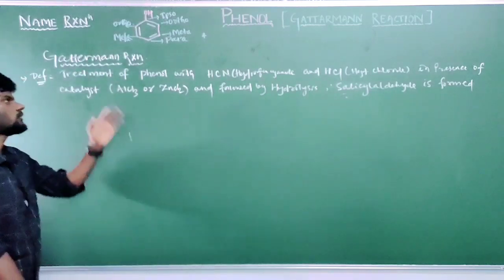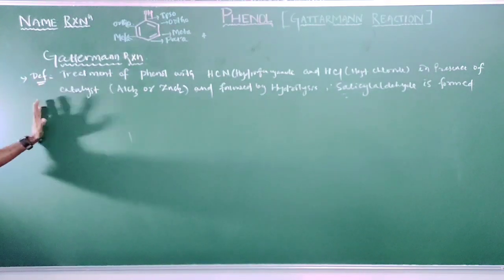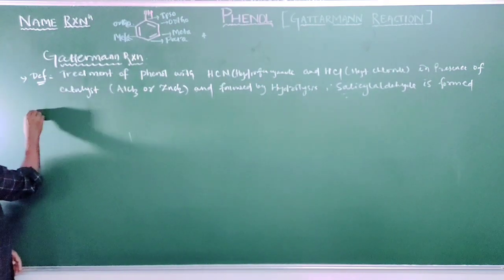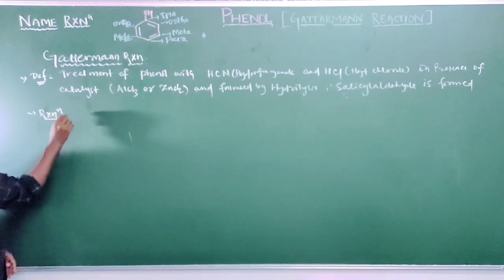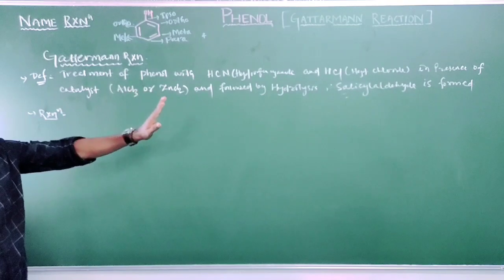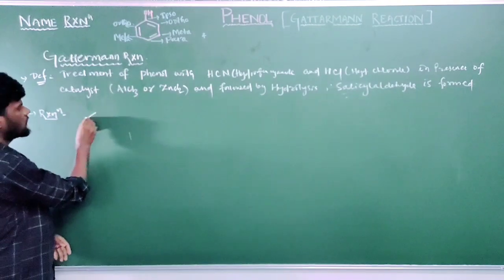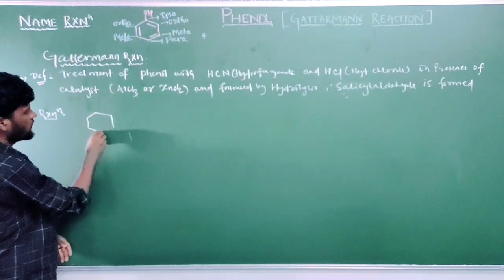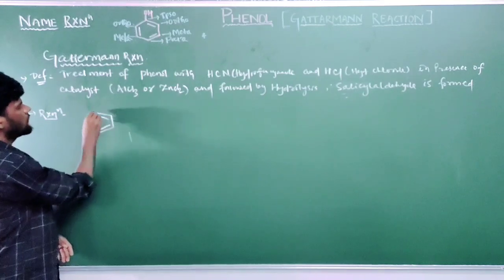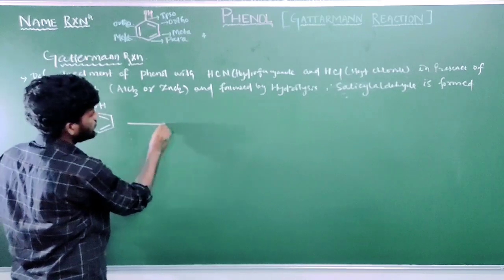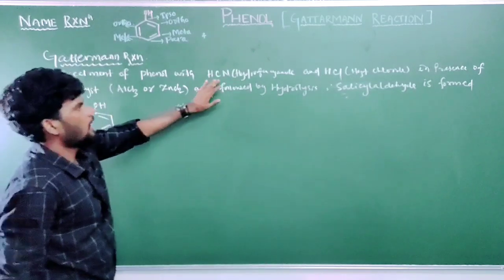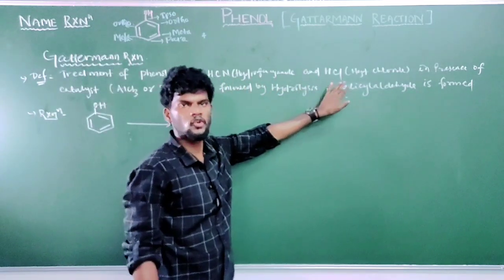Okay, so just put the definition in reaction. Next point is reaction. What is the reaction then? Conversion of what to what occurs? Phenol to salicylaldehyde. So starting material, or substrate, is here phenol. In the first step we are using what? Hydrogen cyanide and hydrogen chloride.